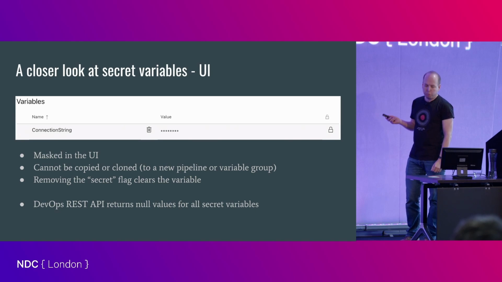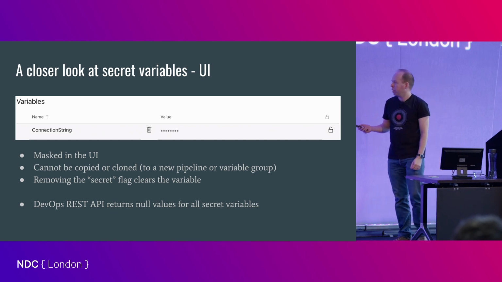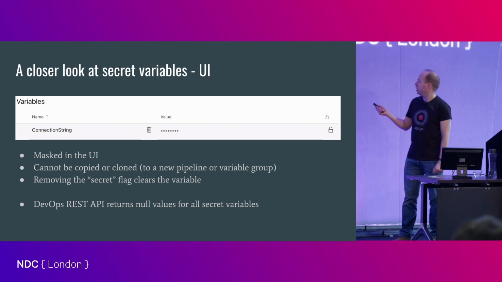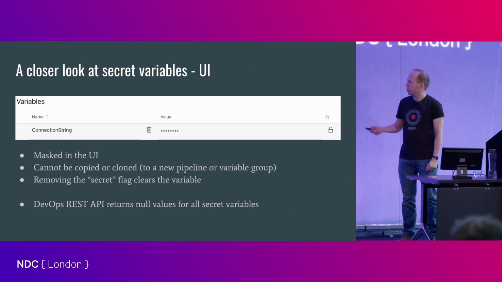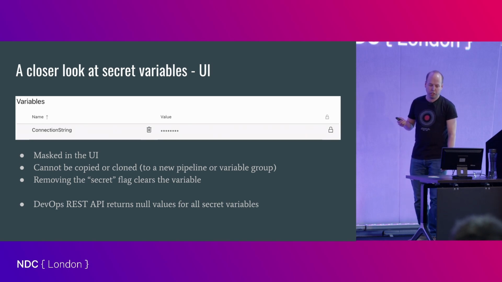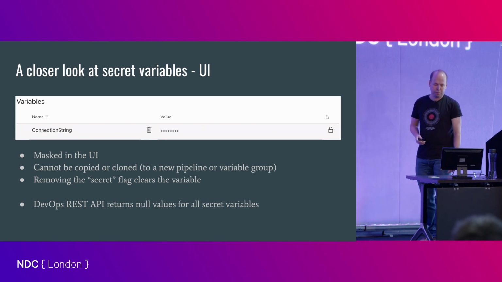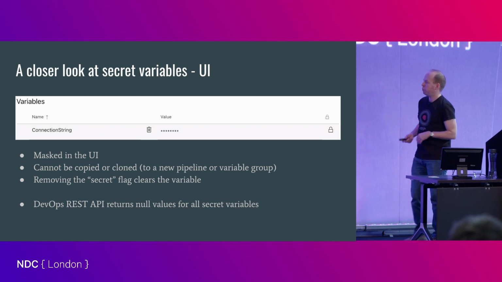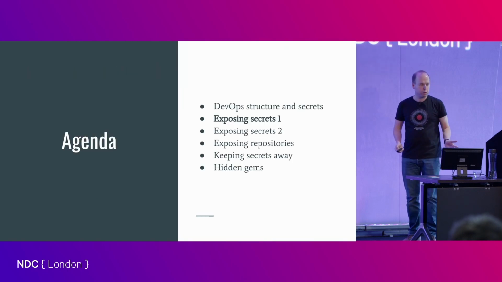And if you open a variable group, it will look something like this. When you create a new variable, it will by default be a non-secret, but you can make it into a secret by clicking on this padlock. And when you do that, the value becomes masked. You cannot copy it anymore. You cannot clone the variable group and try to extract it that way. And if we try to remove the lock again, even with the Alohomora spell, it still won't show. It will be cleared when we do that. You can even try to use the REST API to catch it, but it doesn't work either. So from a UI perspective, it's pretty solid. But let's try to extract it.